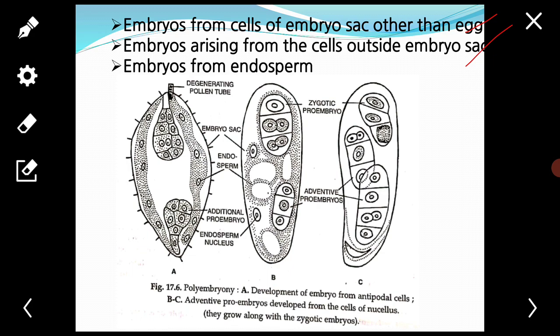Next, that is the embryos from endosperm. Embryos which are developing from the endosperm have been reported in Balanophora and Alnus. Ernst in 1913 found that such embryos develop from the egg and get embedded in the cellular endosperm.